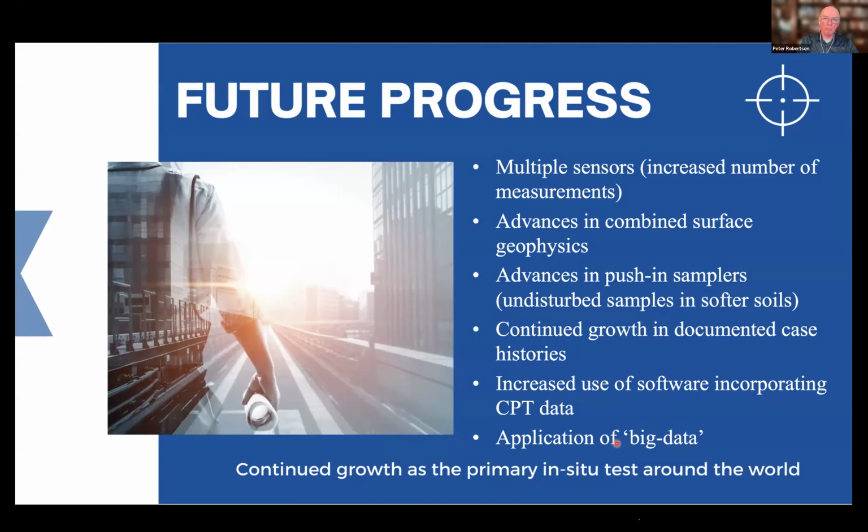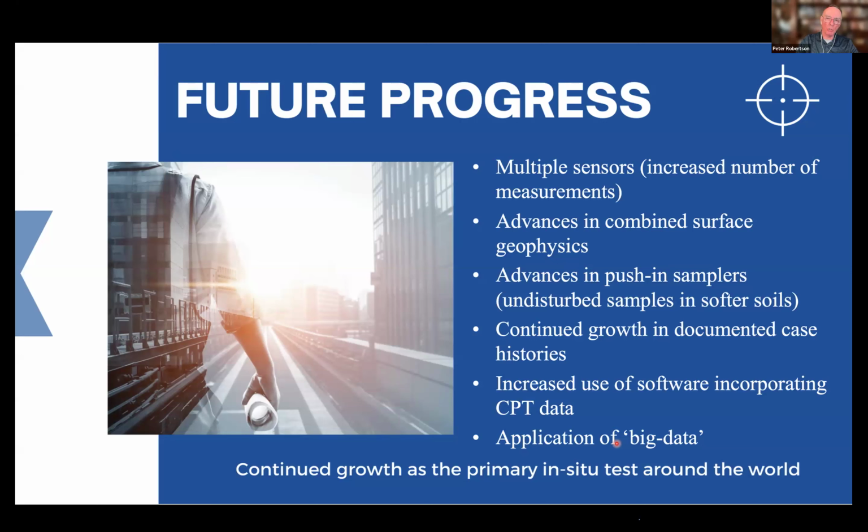One of the futures may be that in the future, you'll have your CPT profile. You might submit it to a database. The database will search for sites that have very similar cone profiles, and then come back and say, we found a number of sites that match your profile, and at these sites, this is how they behaved under certain conditions. So under certain earthquake conditions or under certain loading conditions, this is the way they perform.